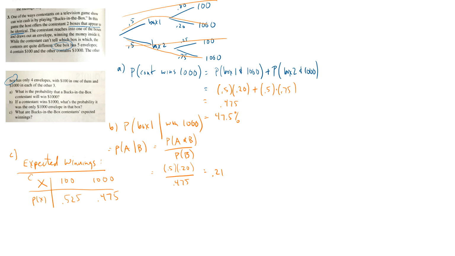So now the expected winnings, or my weighted winnings, or my average winnings, sometimes we call it mu, is 100 times 0.525 plus 1,000 times 0.475. And you get $527.50. Again, you're never winning that much, but if you play this game repeatedly, in the long run the average will be $527.50 per person. All right, there you have it.